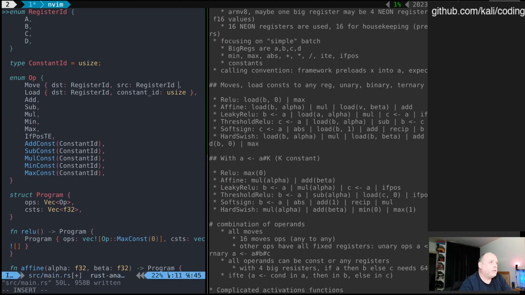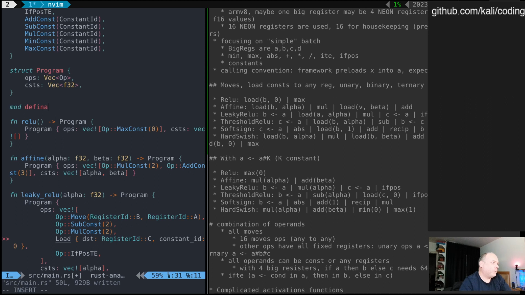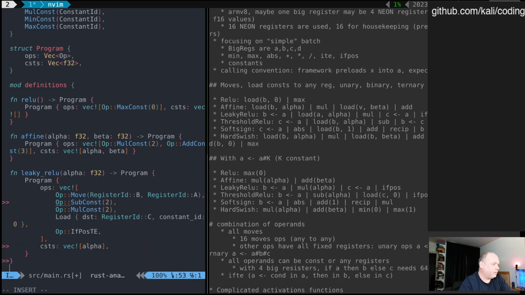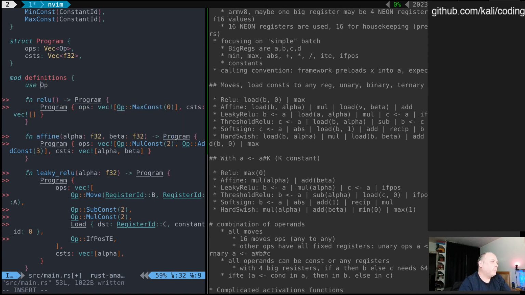So let's change this so it looks a bit more like actual assembly. Load constant ID is a constant ID. Okay, constant ID. So I'm going to do mod. I'm going to call these definitions. What I want to do is a submodule, because in order for it to be nicer, I will be able to import use op super op everything to get rid of the prefix. So now I can write it like that, max const.